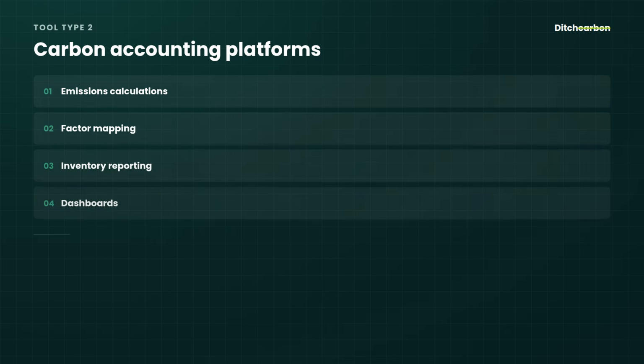The second category is carbon accounting software. These tools are often much stronger at emissions calculations. They can take spend data, activity data, and other inputs, map them to emissions factors, and calculate an inventory. That solves an important problem. But here's the question large organizations need to ask. What happens before the calculation?